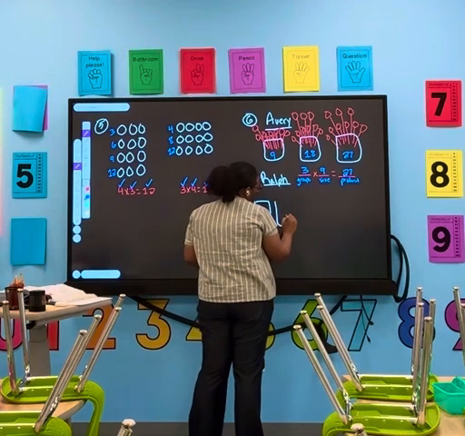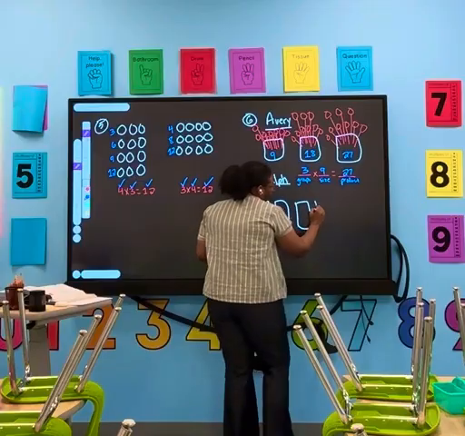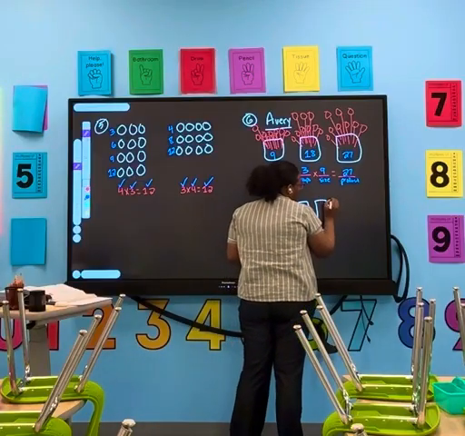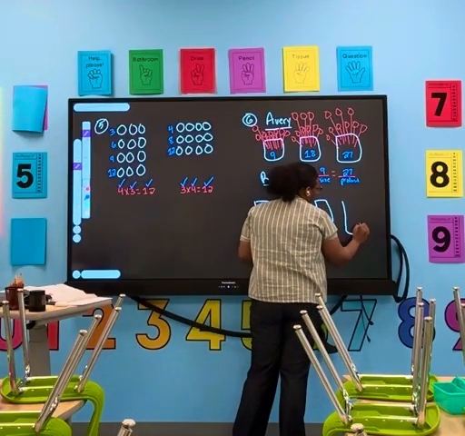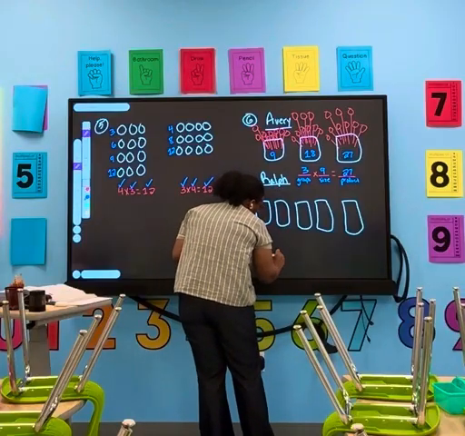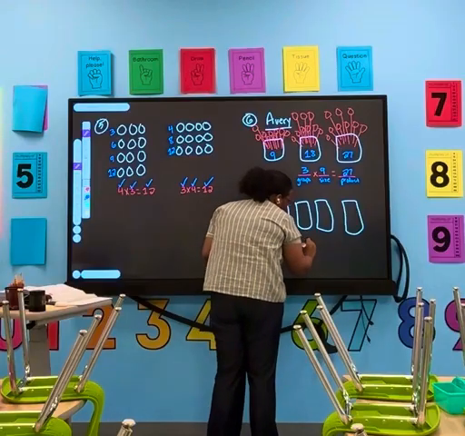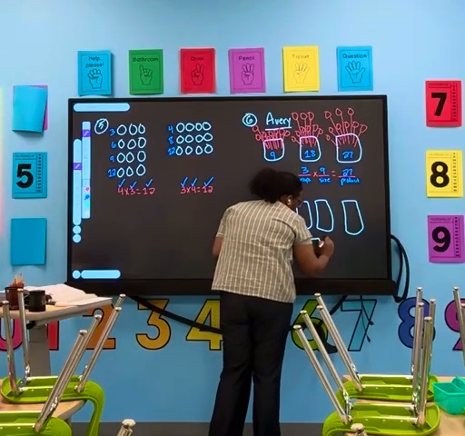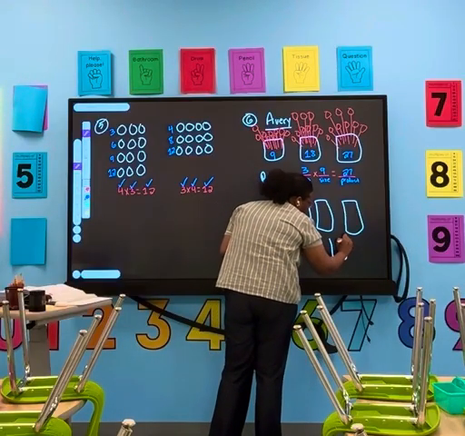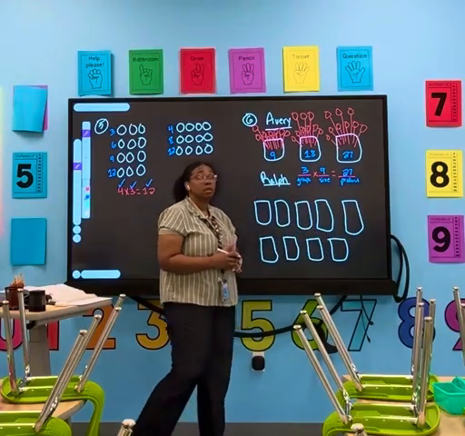1, 2, 3, 4, 5, 6, 7, 8, and 9. Okay, so I have my 9 baskets.